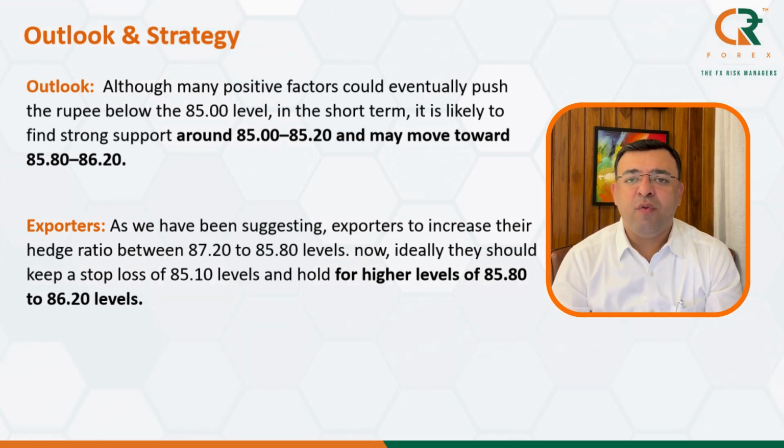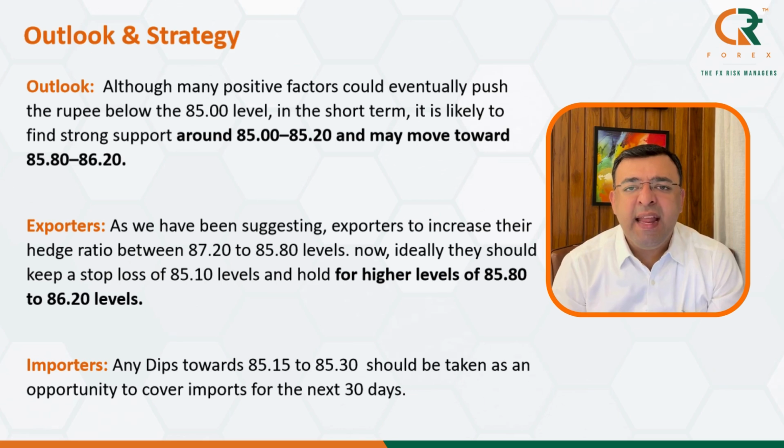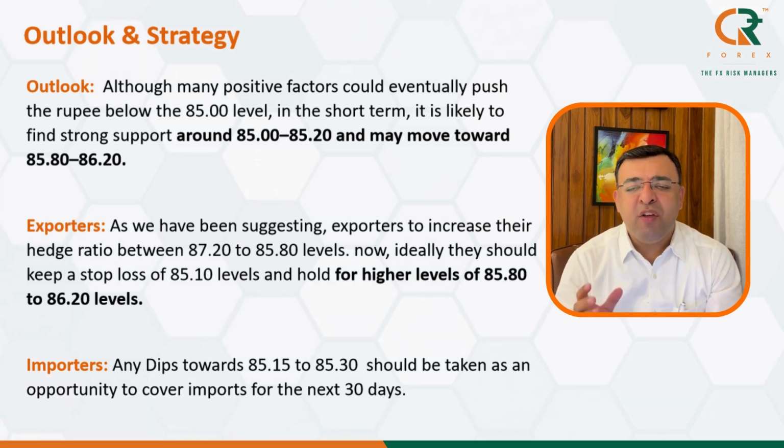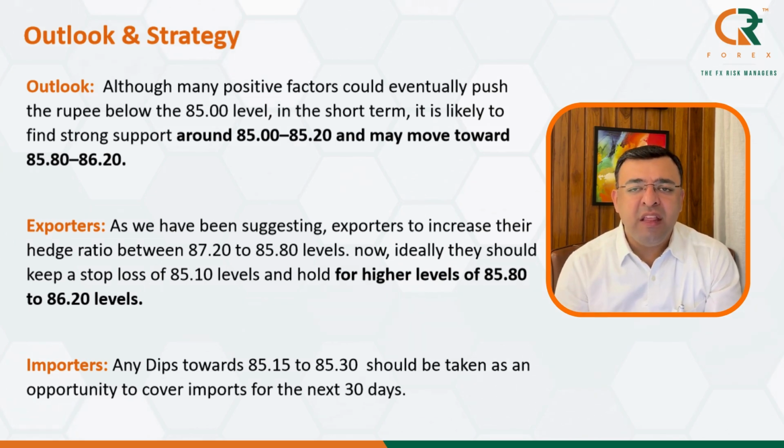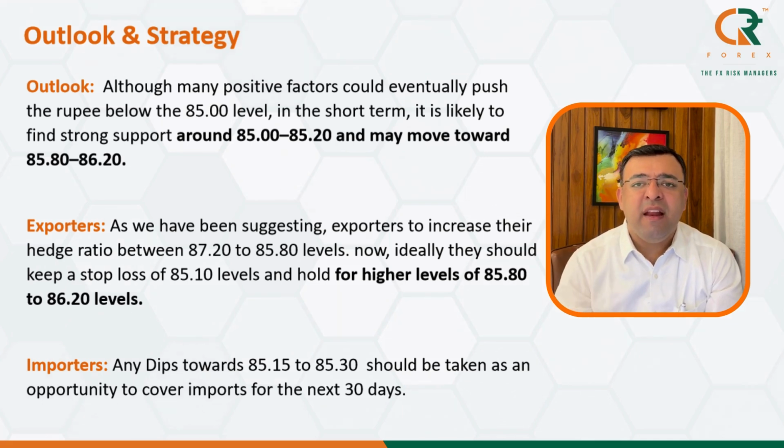Now let us discuss strategy for importers. Any dip between 85.15 to 85.30 should be used as an opportunity to increase their hedge ratio. They can hedge for the next 30 days.